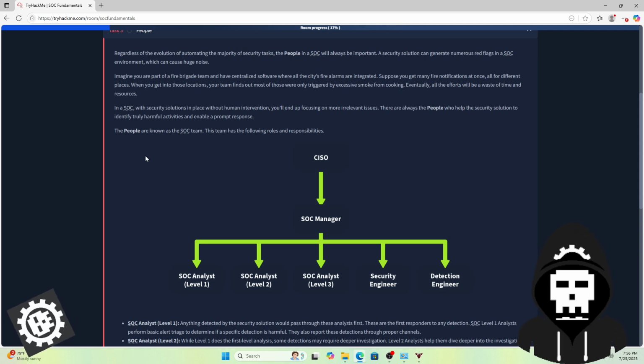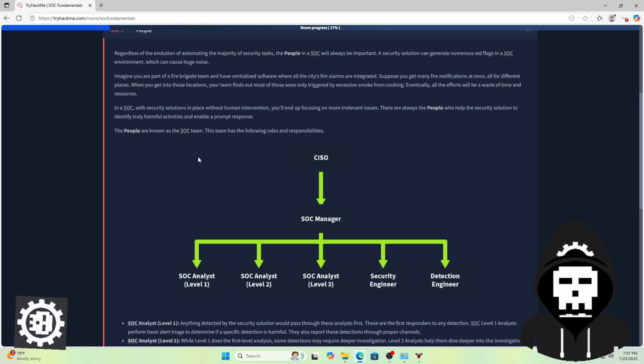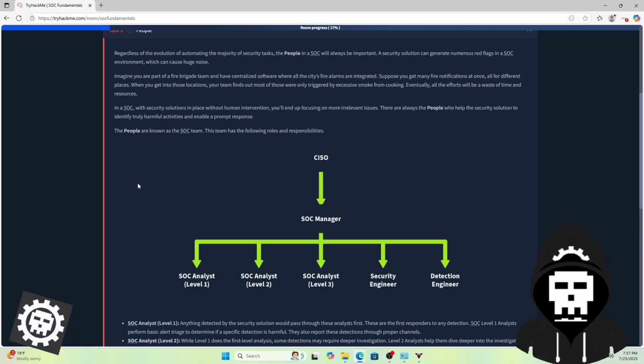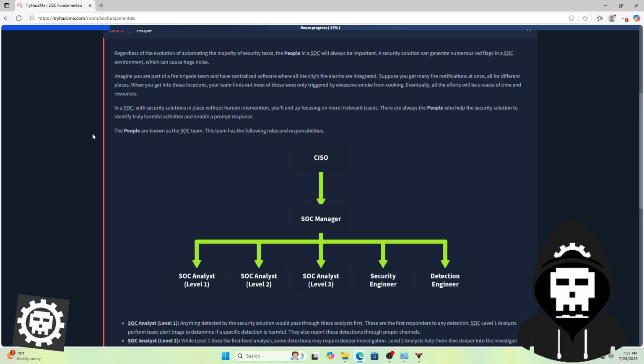So imagine you are part of a fire brigade team in the centralized software where all the city's fire alarms are integrated. Suppose you get many fire notifications at once, all for different places. When you get to these locations, your team finds out that most of these were triggered by excessive smoke from cooking. Eventually, all these efforts will be a waste of time and resources. So, as you can see, that would be an example of that false positive we were just talking about.